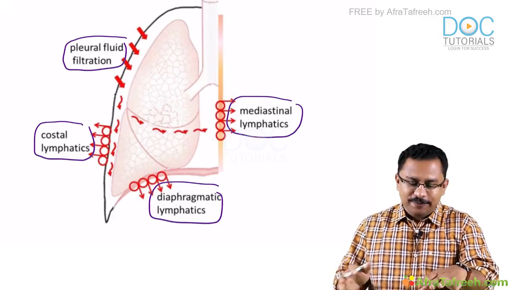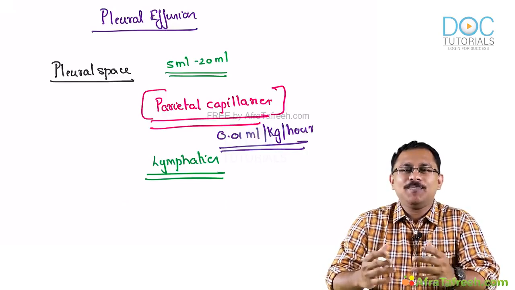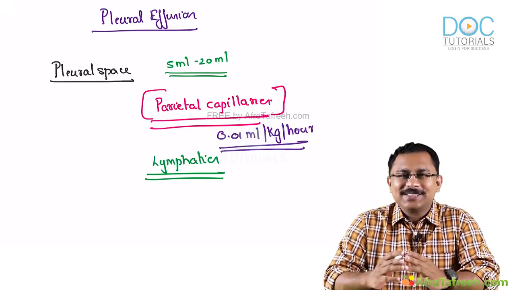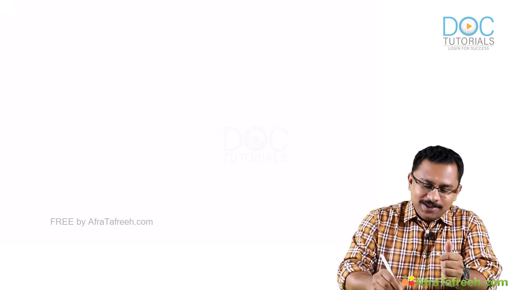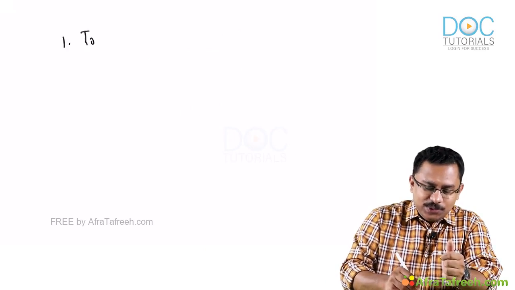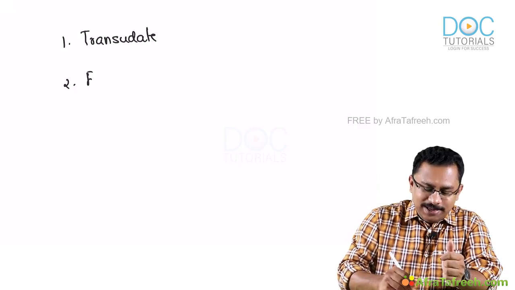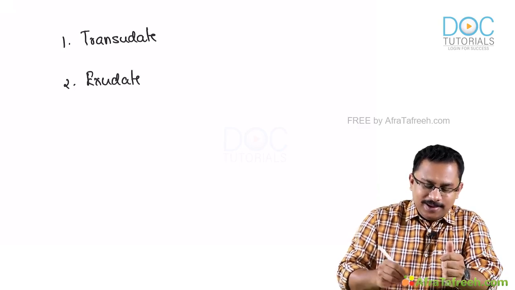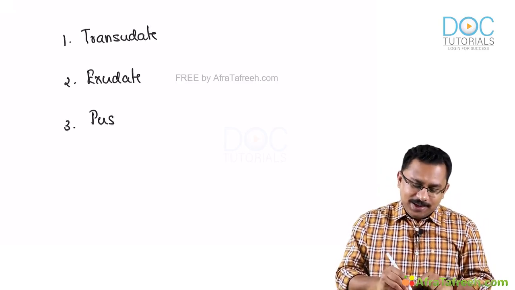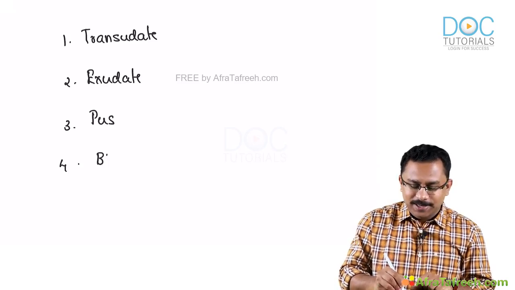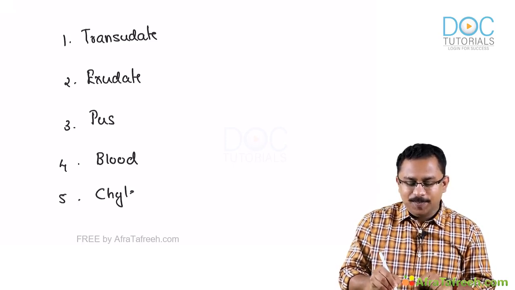Now when you talk of pleural effusion, due to some reason there is excess fluid in the pleural cavity. What can that fluid be? Remember, it can either be a transudate. Number 2, it can be an exudate. Number 3, you may have pus in the pleural cavity. Number 4, you can have blood in the pleural cavity. And number 5, you may even have chyle in the pleural cavity.